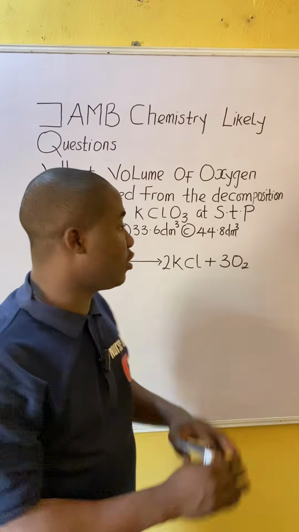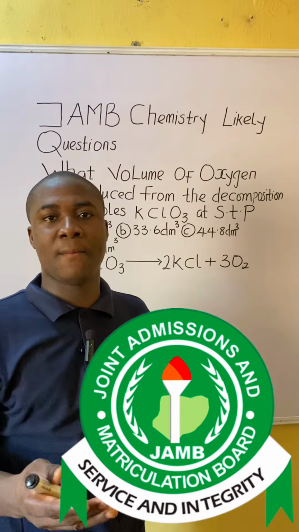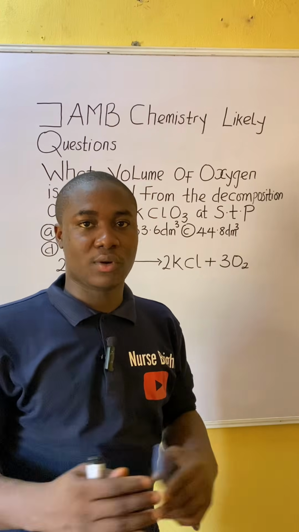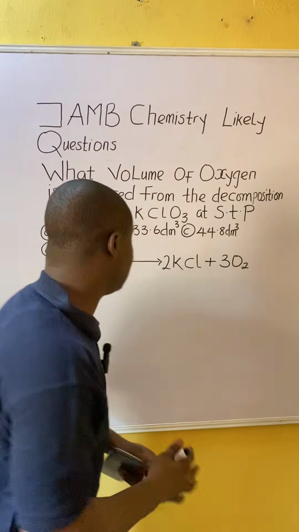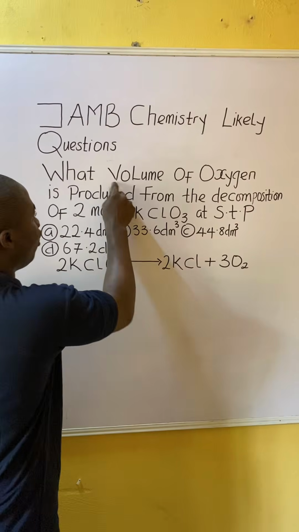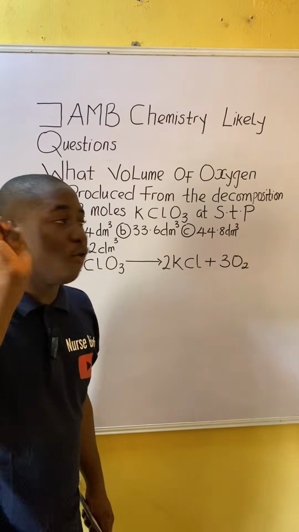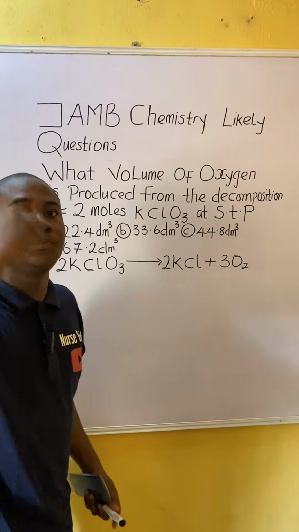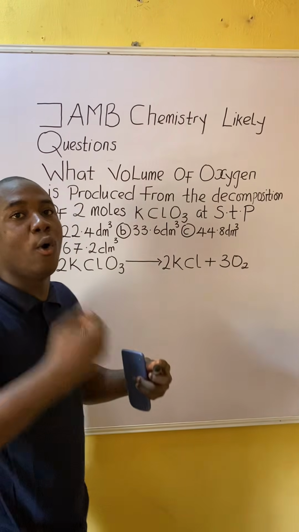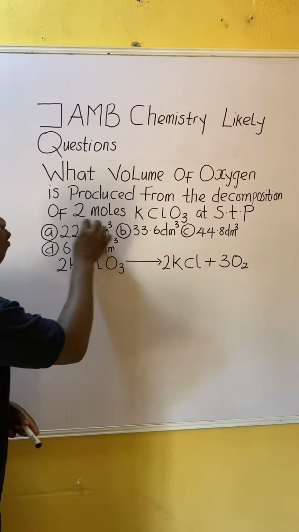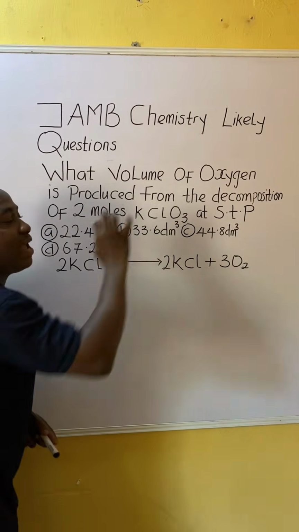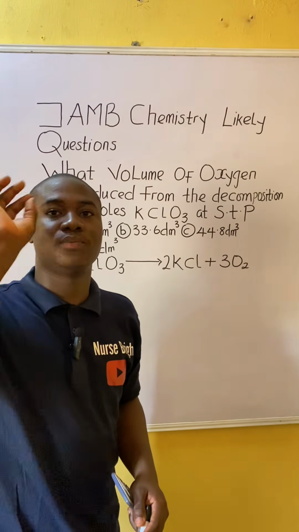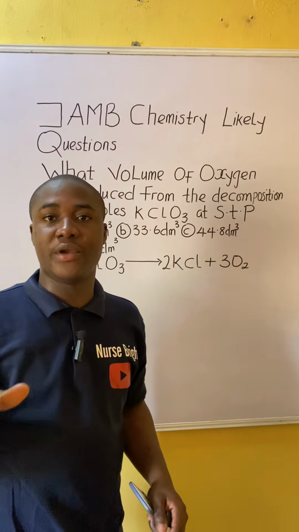You came across this question in your JAMB exam. How will you solve it? It is very easy. Now let's solve together. The question says, what volume of oxygen is produced from the decomposition of 2 moles of KClO3 at STP? This question is extremely easy.